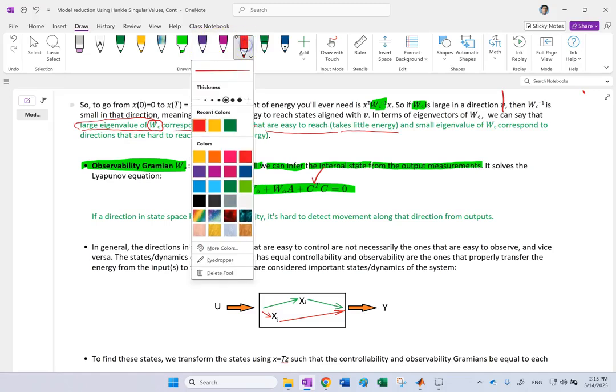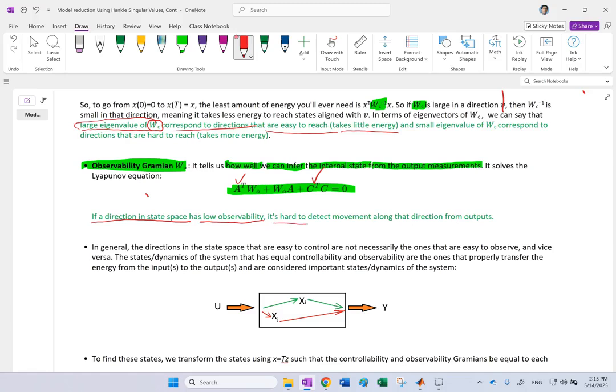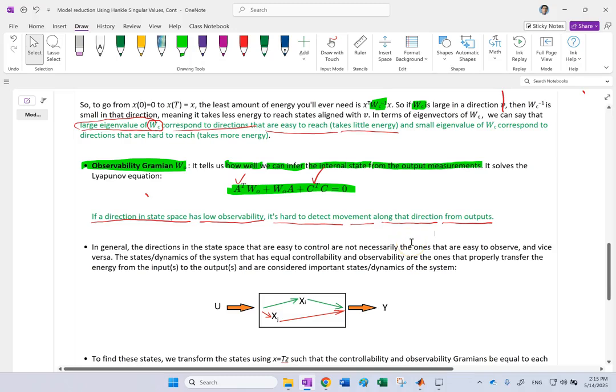So this one says, if in a direction in the state space you have low observability, then it is hard to detect movement along that direction from the states. Okay, it is very hard to detect the state by measuring the outputs. So again, we can look at the eigenvalues and eigenvectors of this matrix to see in which directions it's very hard to infer the states from measuring output and in which it's the easiest. Good? So fine. We have these two.